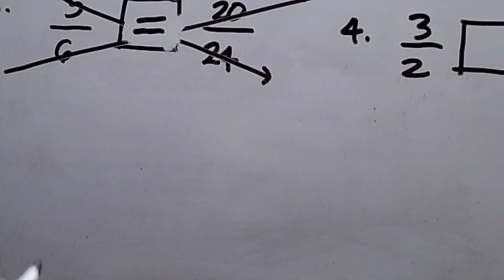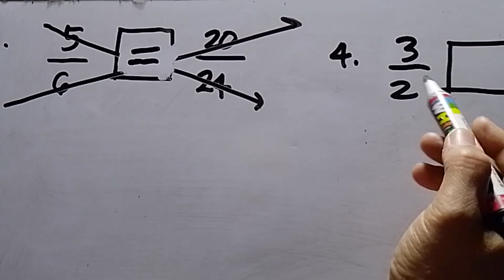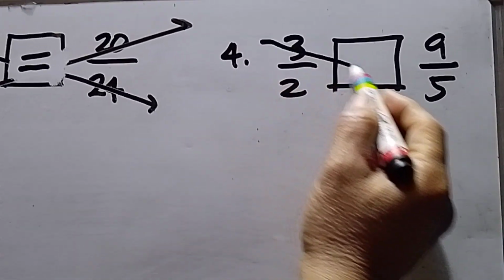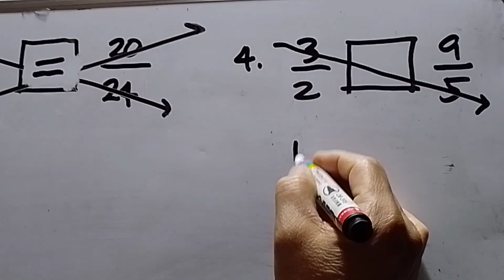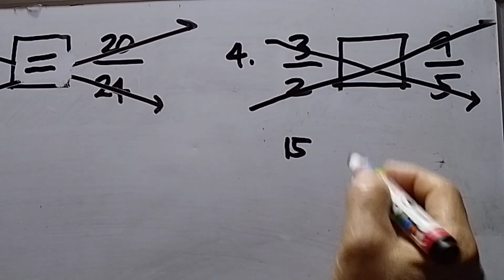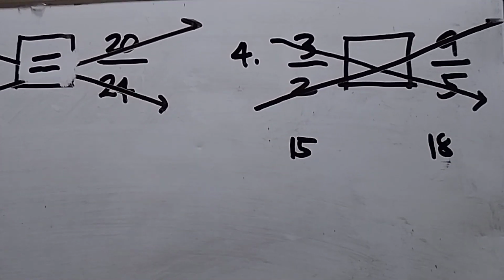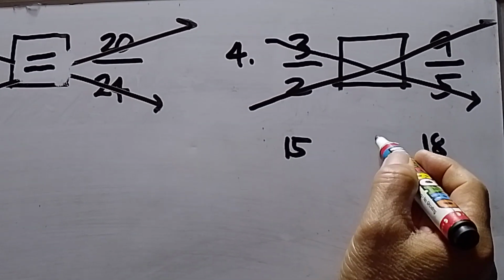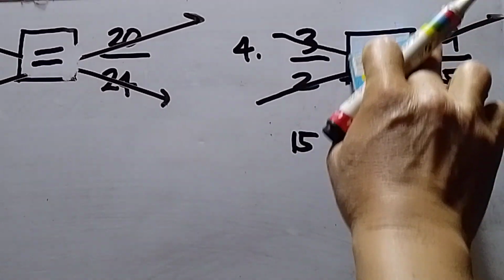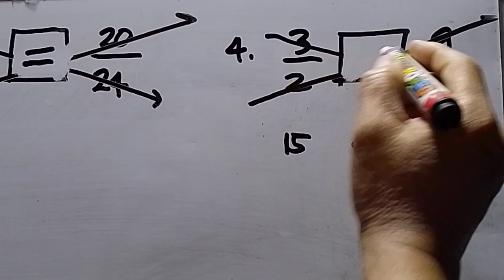Next, number 4. I have here 3 over 2 and 9 over 5. So cross multiply 3 times 5 is 15. And then going up, 2 times 9 is 18. So which one is greater? So greater will be this one. So I will use this kind of symbol, less than. So 3 over 2 is less than 9 over 5.